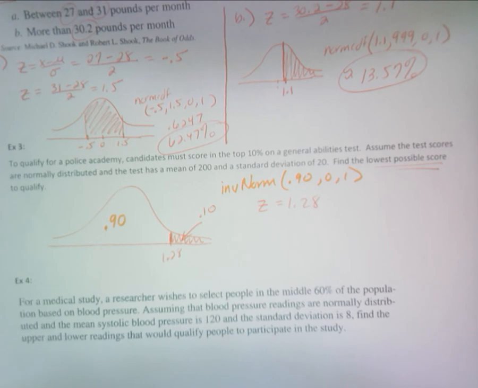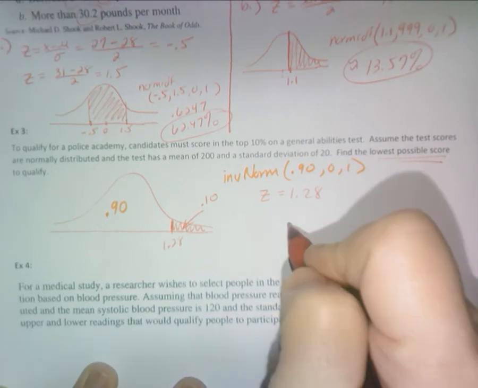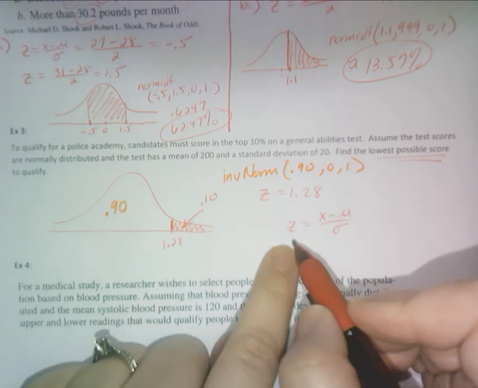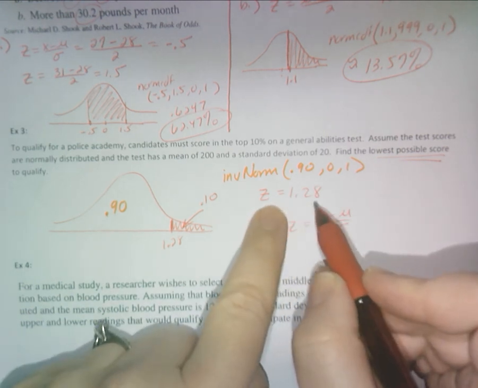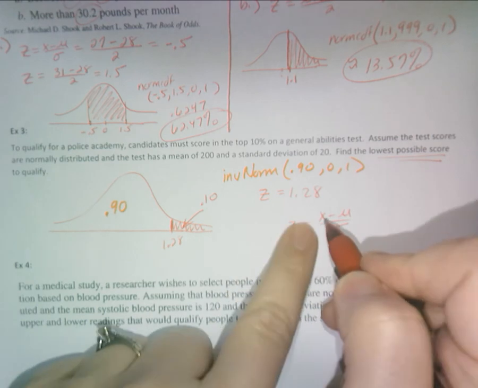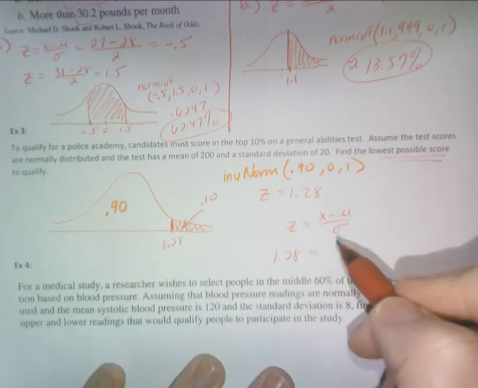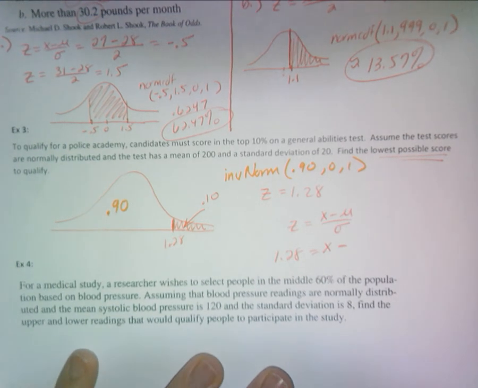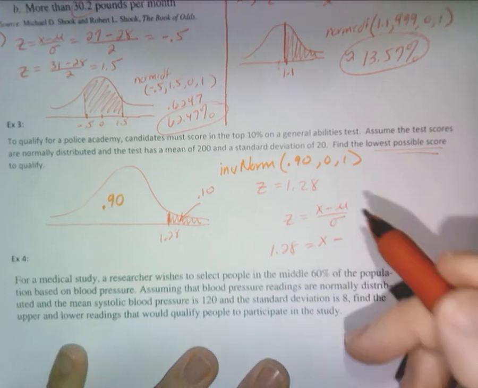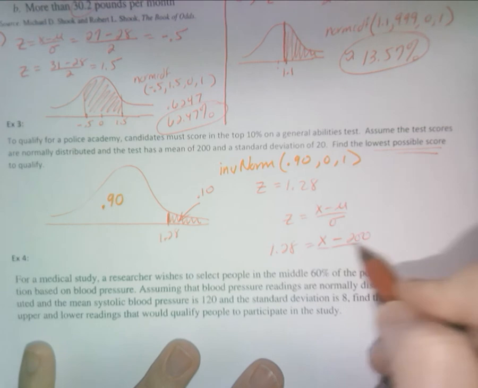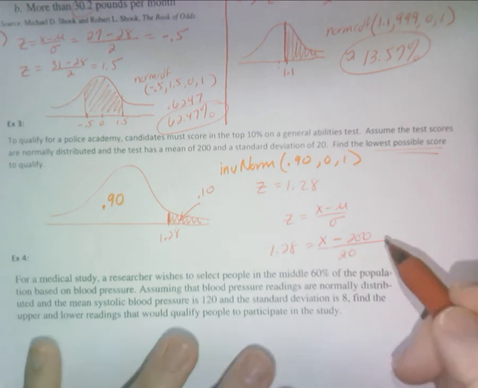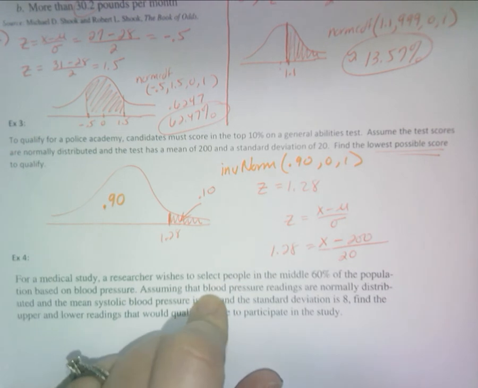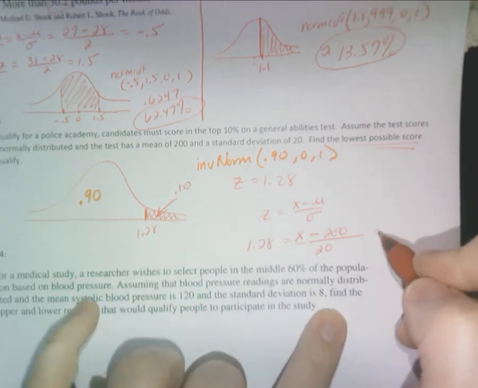How do I do that? I just use algebra. I just use this formula again, X minus mu over standard deviation. What do I put in for Z? 1.28. What do I put in for X? I don't know. That's what I'm going to find. What's my mean? What's my mu? It said it in the story. 200. And then what's my standard deviation? Okay, so multiply these two together and add 200 to it. And tell me what you get out.